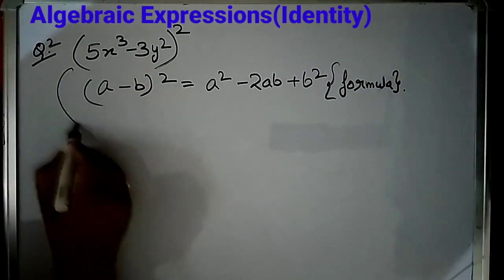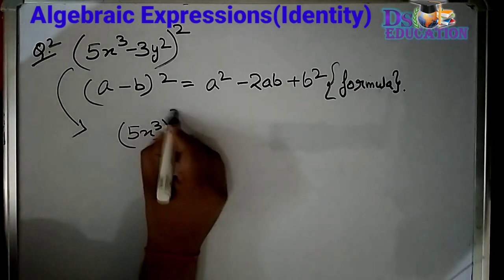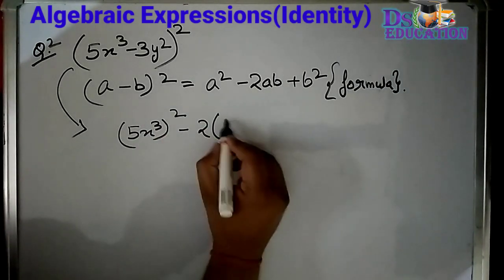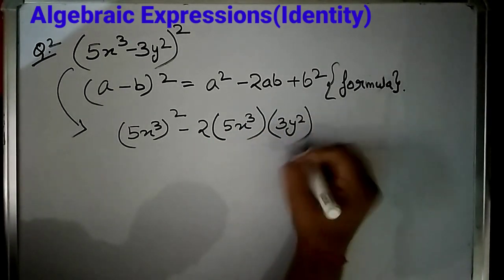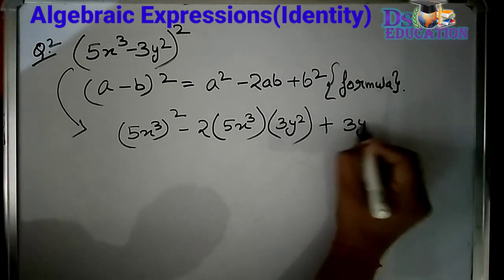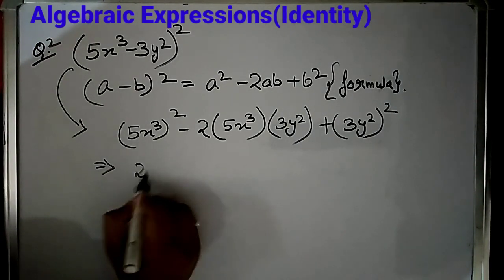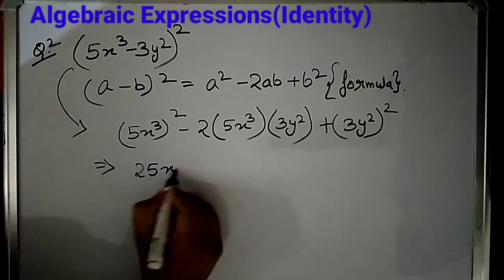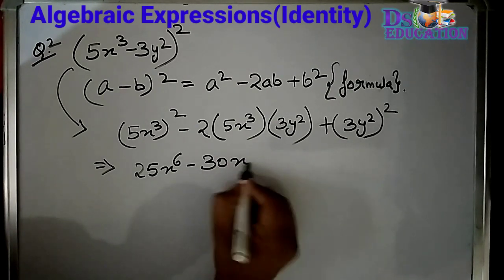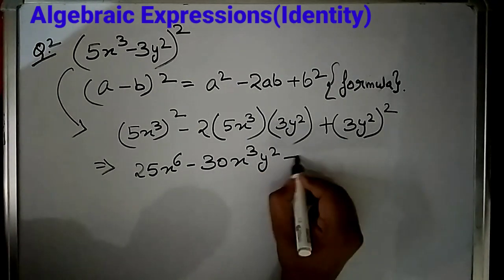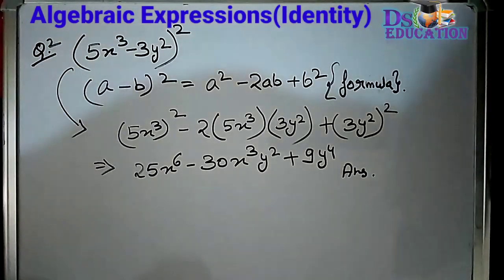So what is happening? Again I am applying this over here. In place of a it is (5x cube) whole square minus 2(5x cube)(3y square) plus (3y square) whole square. Clear? Now moving further, it is 25x to the power 6 minus 2 times 15, that is 30x cube y square, plus 9y to the power 4. This is the answer. Okay, another question.